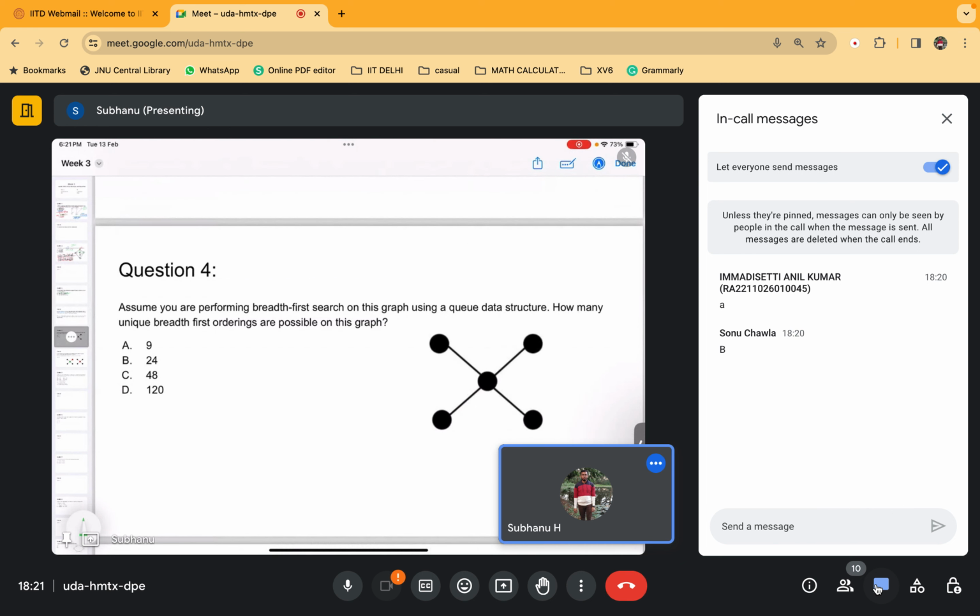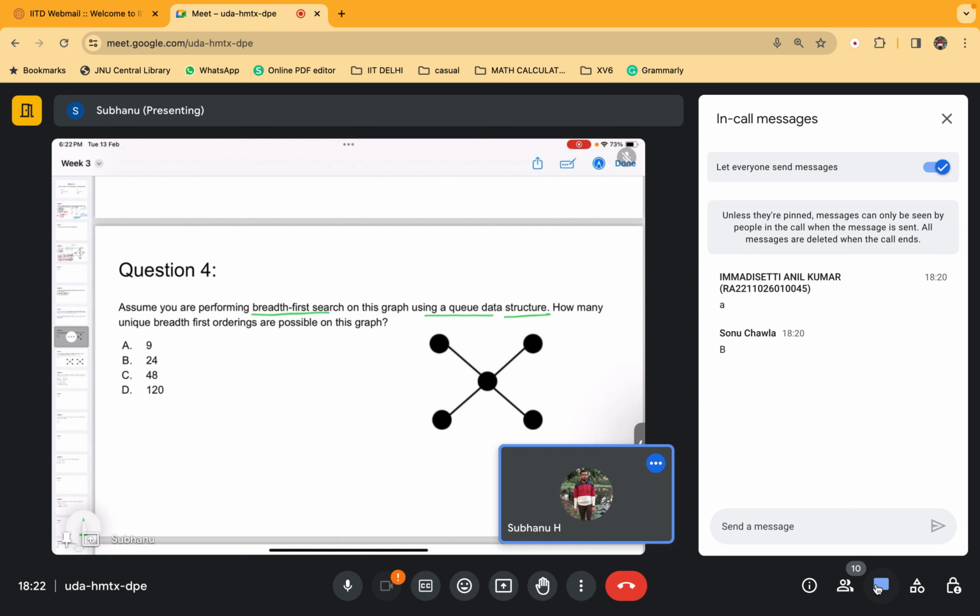So question number 4. What you have to do is assume that you are performing a BFS on this graph. Your graph is given. Now, using a queue data structure, of course we already learned that if you are running the BFS algorithm, you will be using the queue data structure. So how many unique breadth first search orderings are possible on the graph?